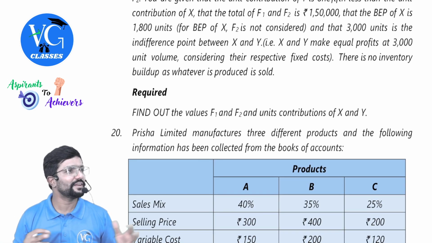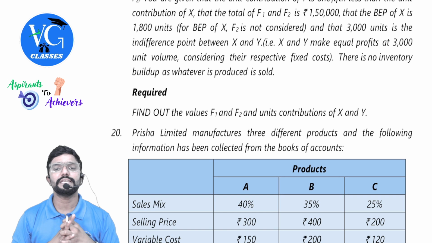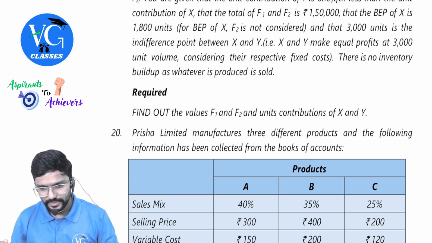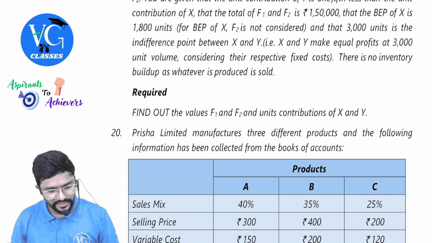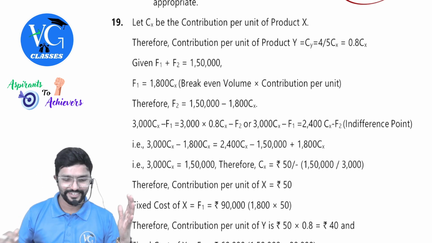They have given the story of F1 and F2, and we have to find their values, and the unit contributions of X and Y. Unit means contribution per unit. That's an interesting question. Please be attentive, guys. If you miss out in between, then you will be lost.